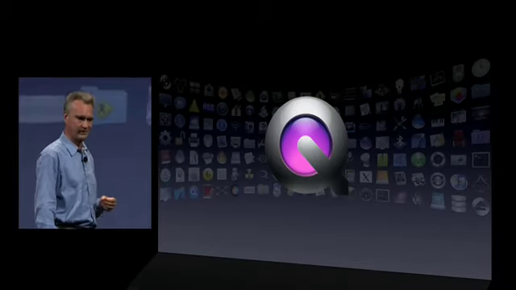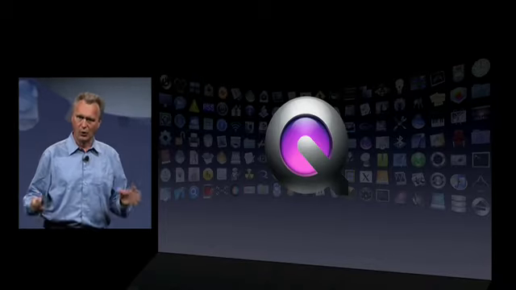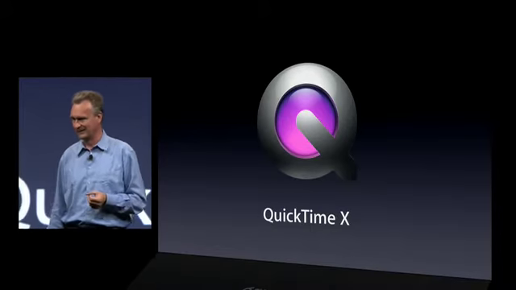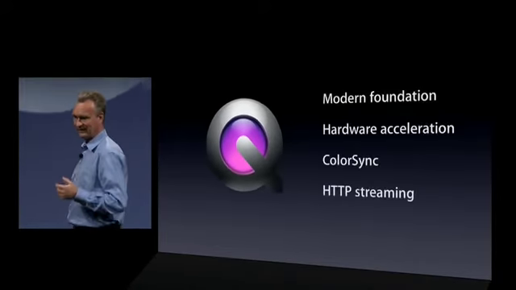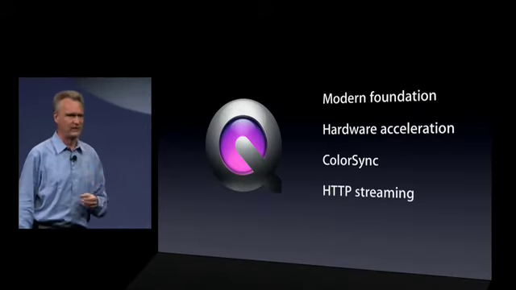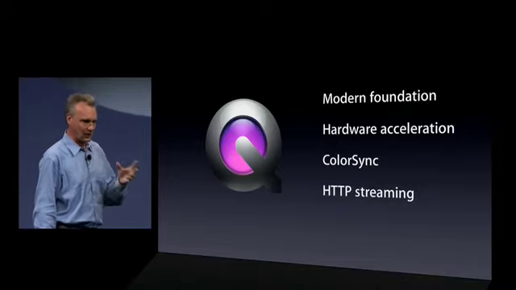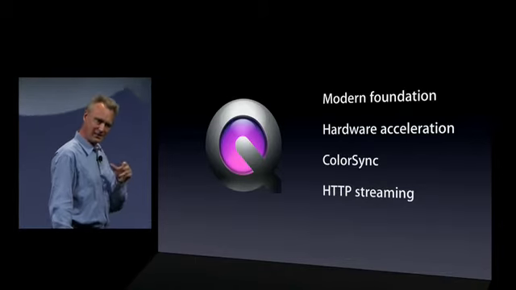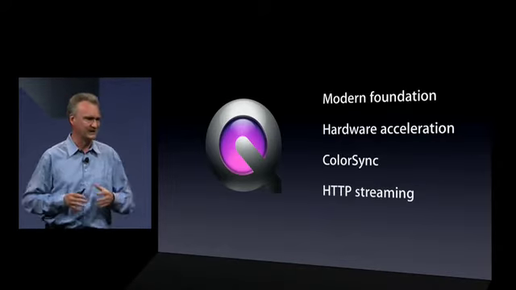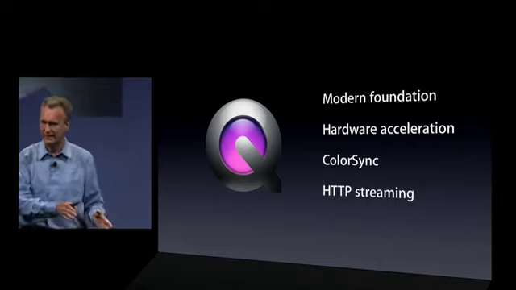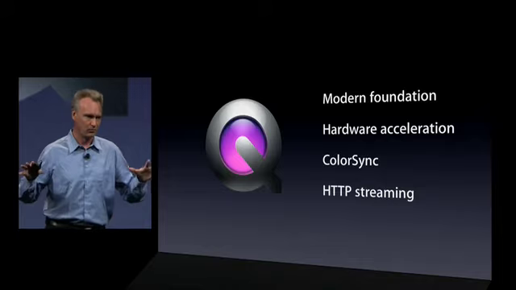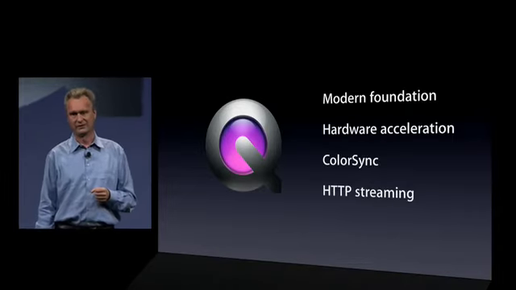QuickTime. We have an all-new QuickTime in Snow Leopard. We call it QuickTime X. It's an all-modern stack. It fully leverages hardware acceleration. It's super efficient. It's color correct. And we're debuting a new technology for streaming called HTTP streaming, because it's all based on standards: HTTP, AAC, H.264. It works with any web server, like an Apache server.